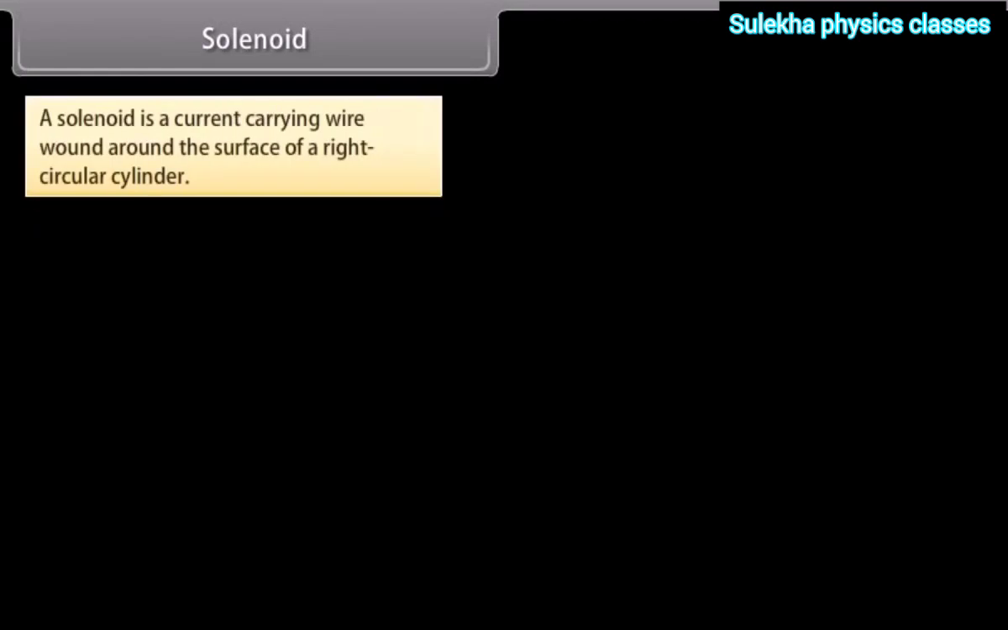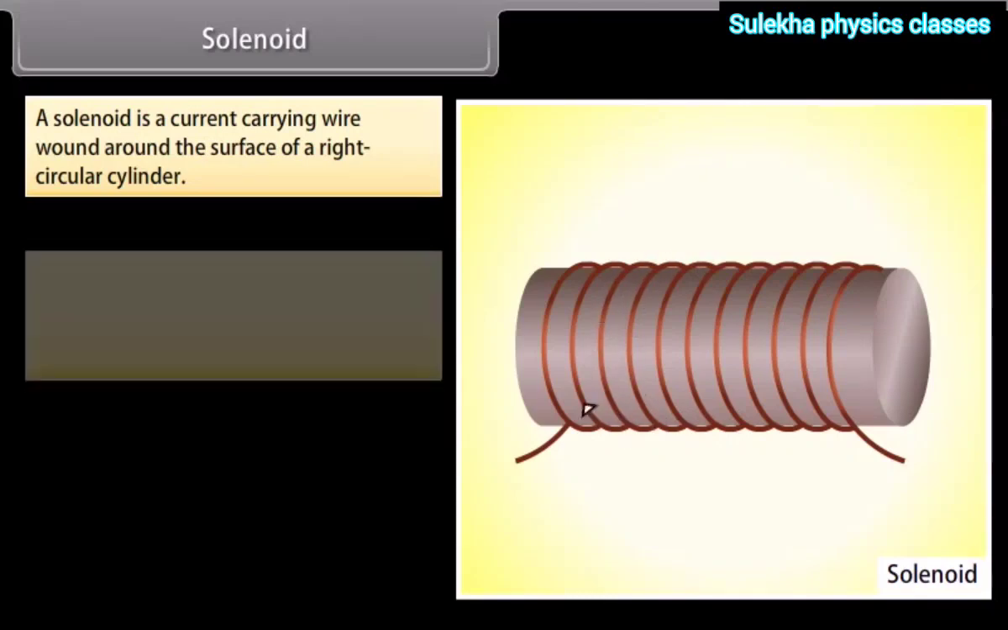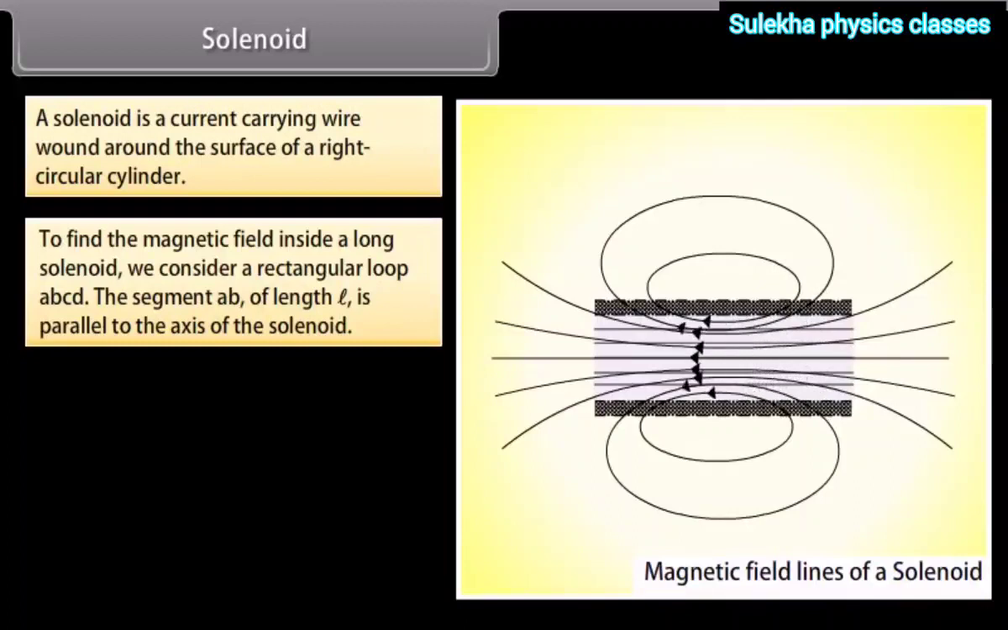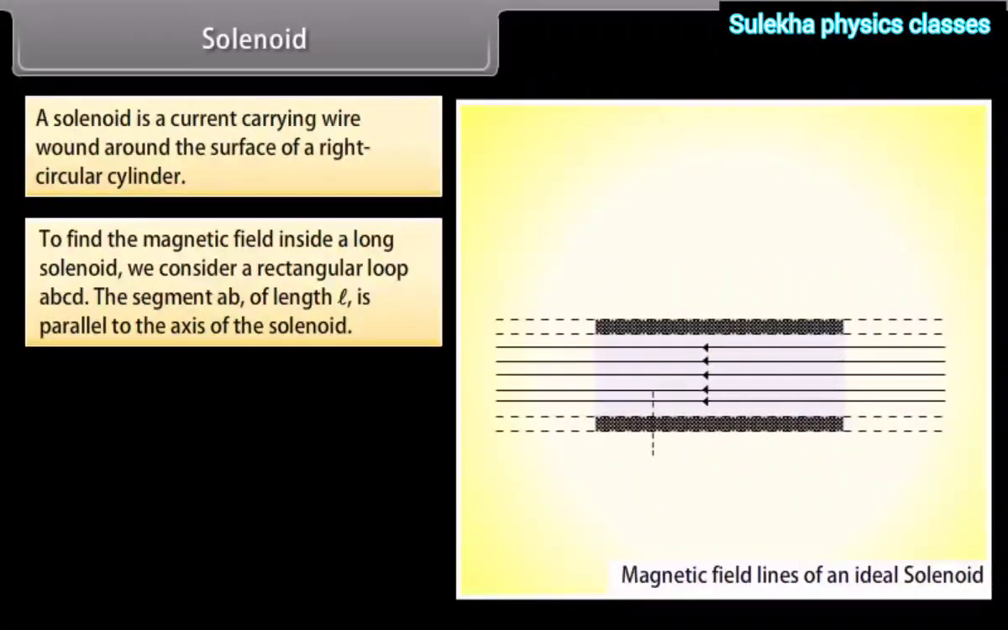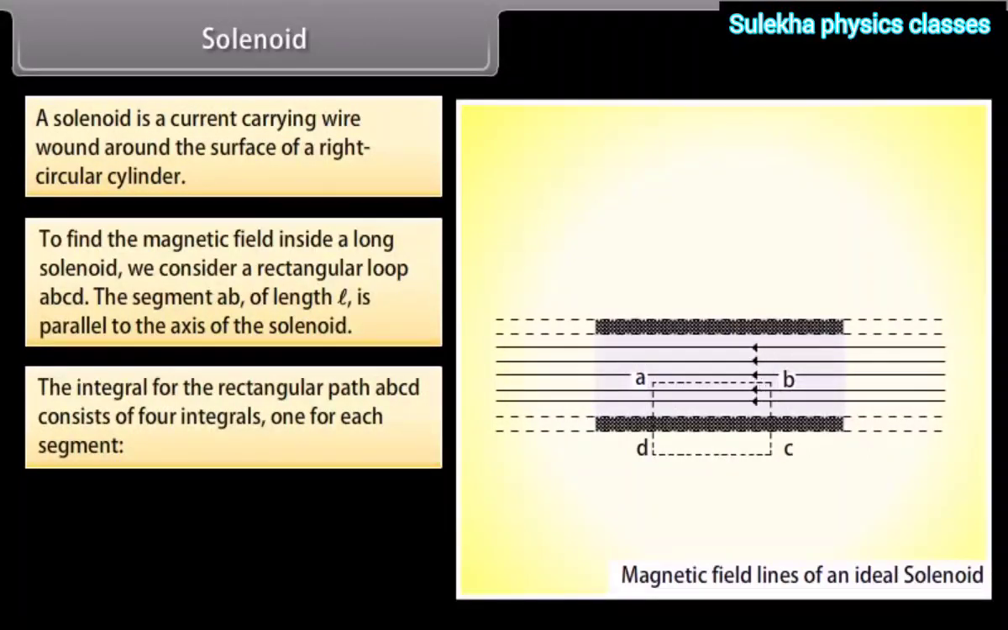Solenoid. A solenoid is a current-carrying wire wound around the surface of a right circular cylinder. To find the magnetic field inside a long solenoid, we consider a rectangular loop ABCD. The segment AB of length L is parallel to the axis of the solenoid. The integral for the rectangular path ABCD consists of four integrals, one for each segment.